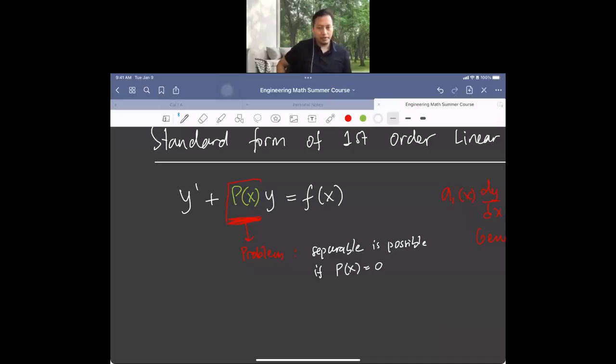Now, how do we make it? How do we make it work?